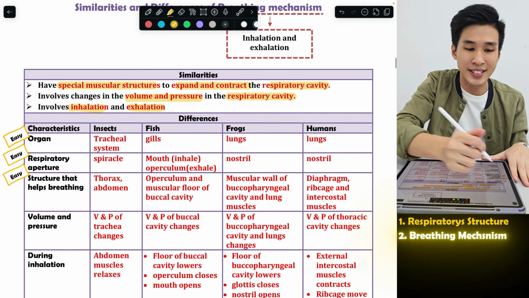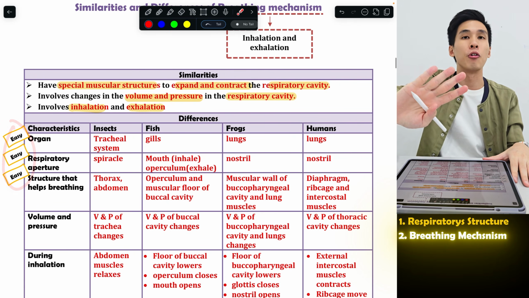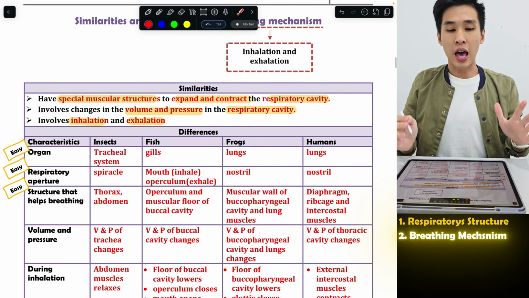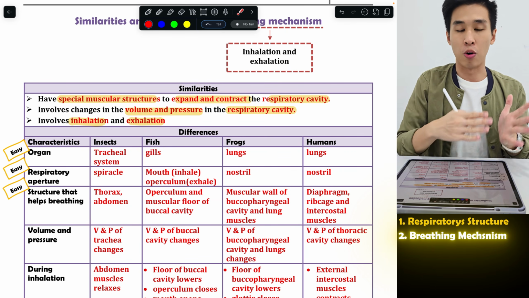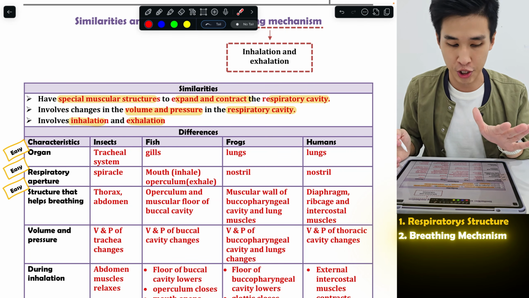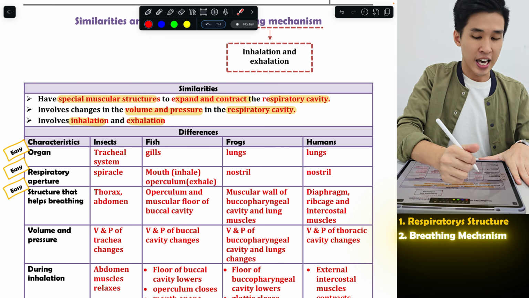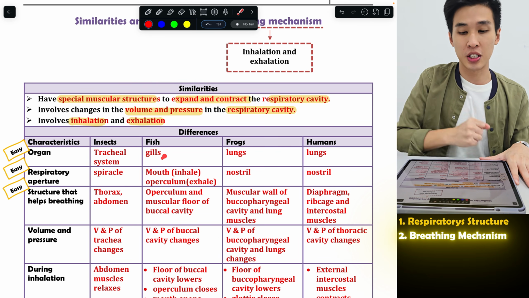Okay, the first 3 are the easier ones to remember, so I put them on top. Number 1, every animal here uses a different organ to breathe. So this one is not respiratory structure already, it's organ. So insects, tracheal system. Fish, you say gills instead of filament.